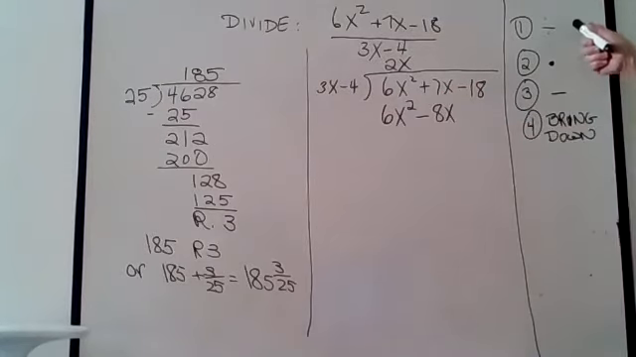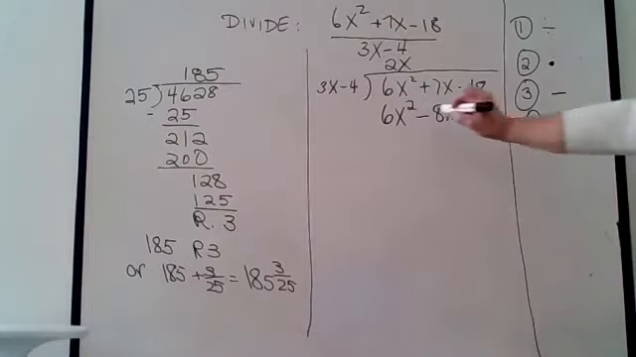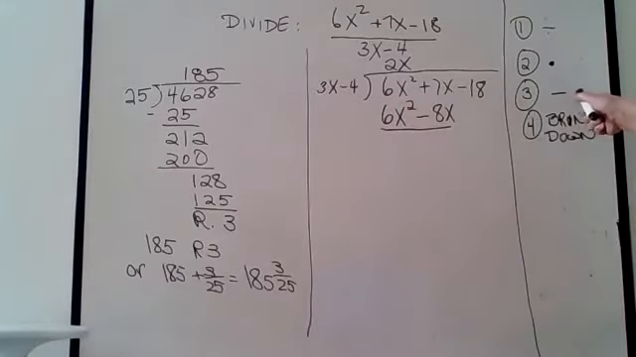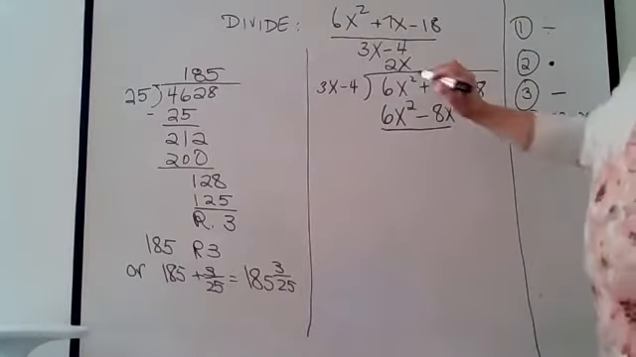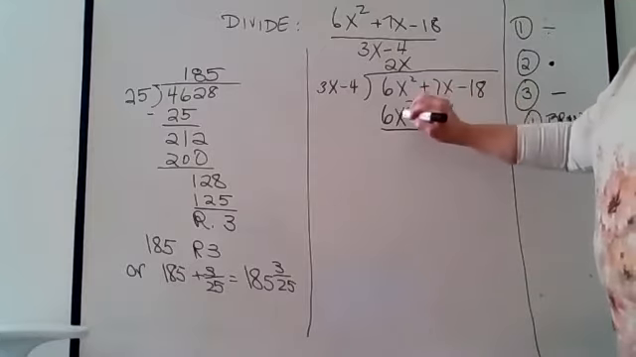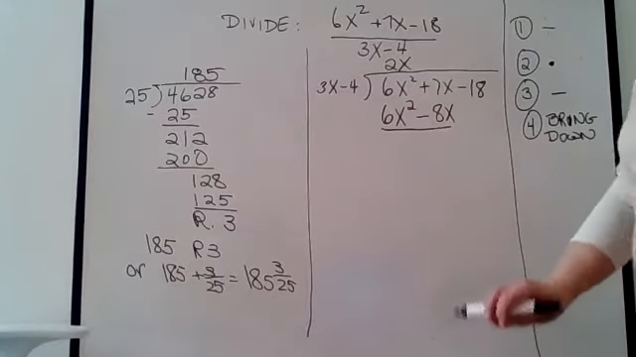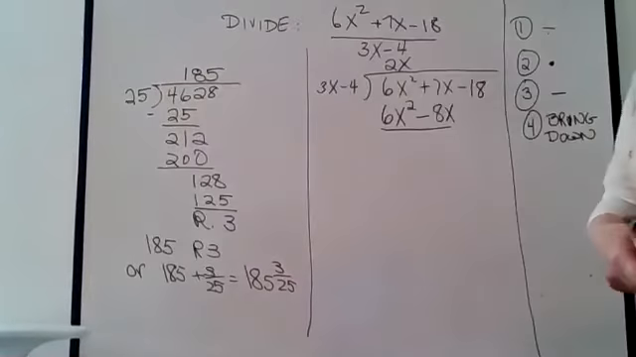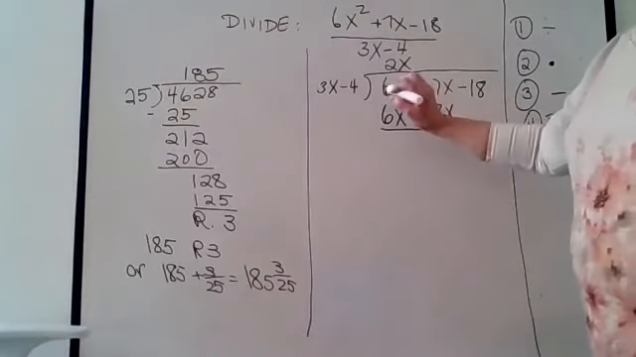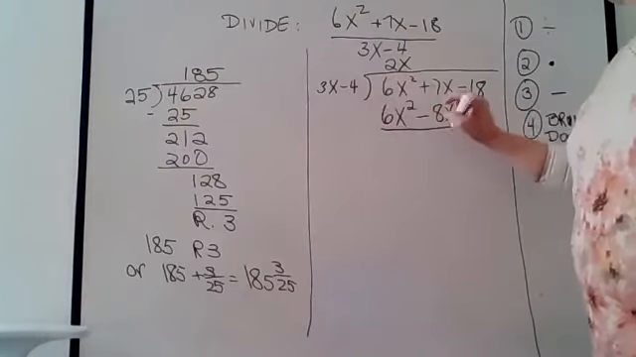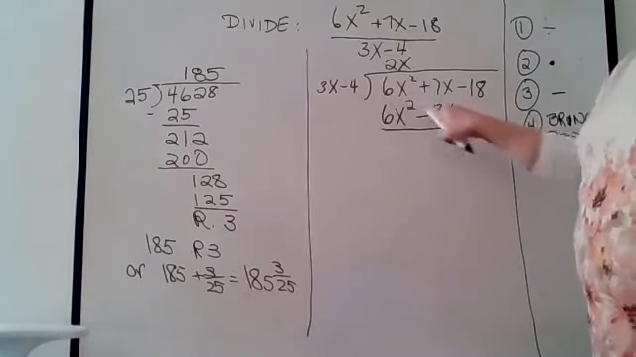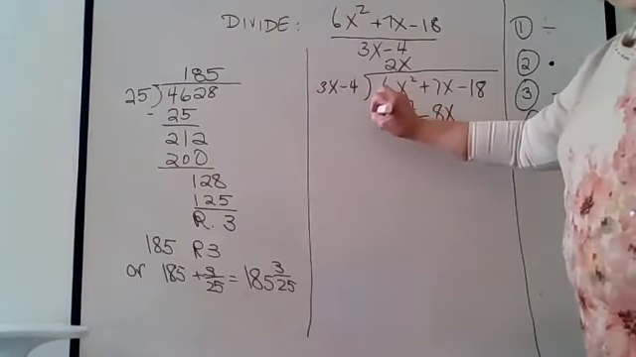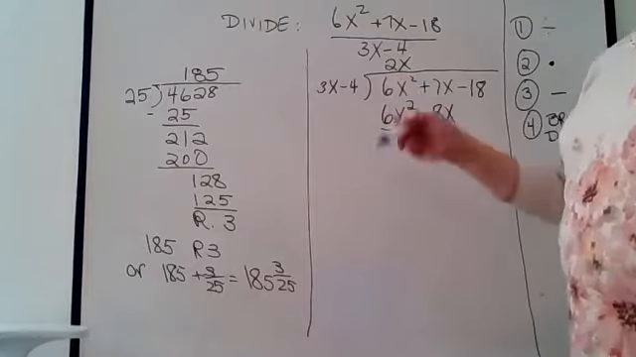So step 1, divide. Step 2, multiply. We're up to step 3. Step 3 is subtraction. Now I want to subtract this polynomial minus this polynomial. Now, if you remember with subtraction, usually what we do when we're subtracting, we want to subtract this whole thing. We don't want to just subtract the 6x squared, but everything.